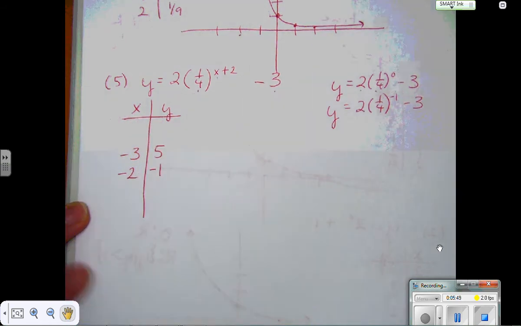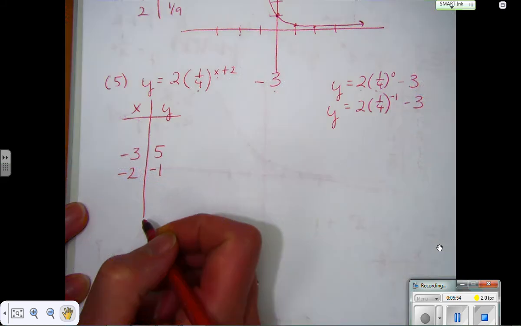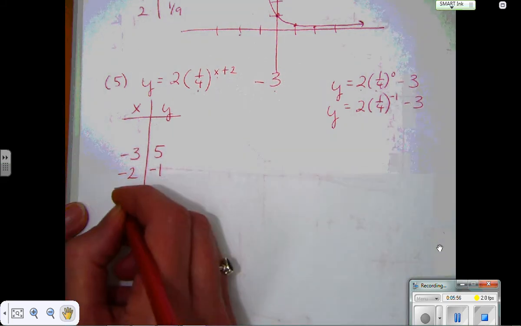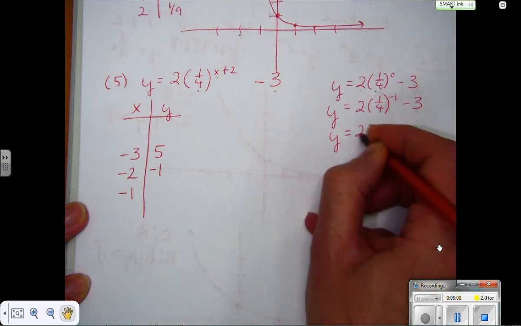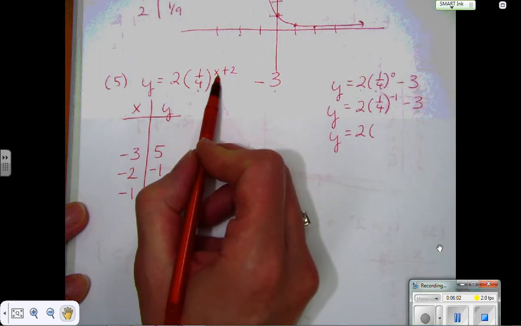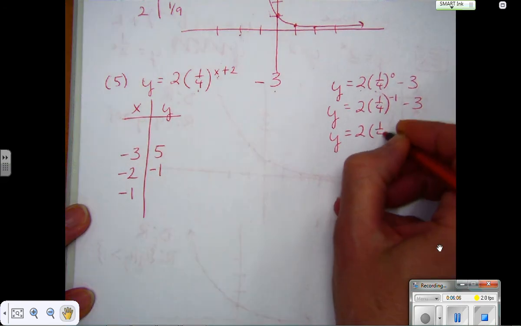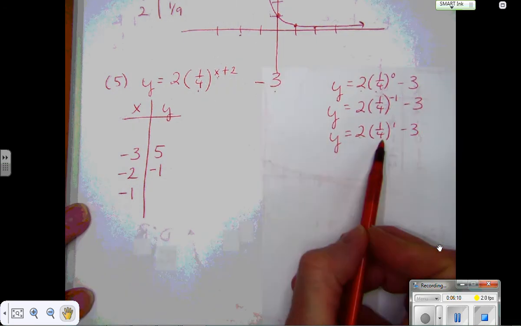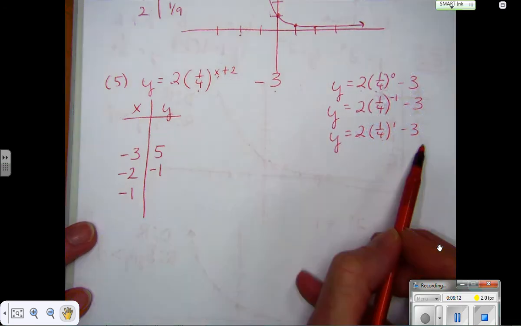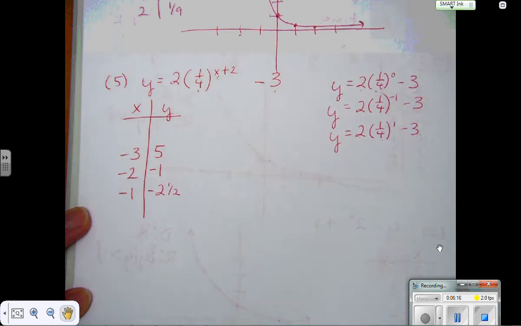Okay, so let's put in negative 1. Y equals 2 times, when I put a negative 1 in here for the x, that means my exponent is going to be a positive 1. 1/4 to the first power minus 3. So 2 times 1/4 is a half. 1/2 minus 3 is negative 2.5, right? So that's pretty close to negative 3 already right there.